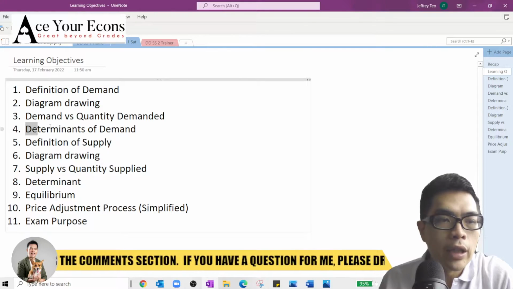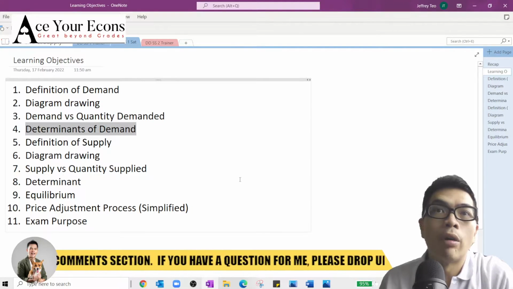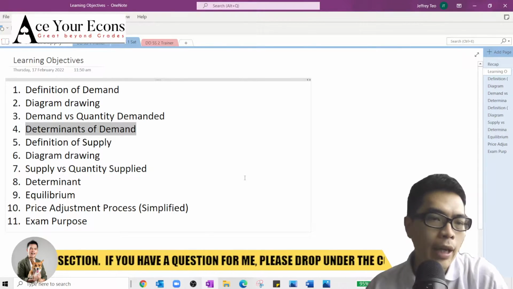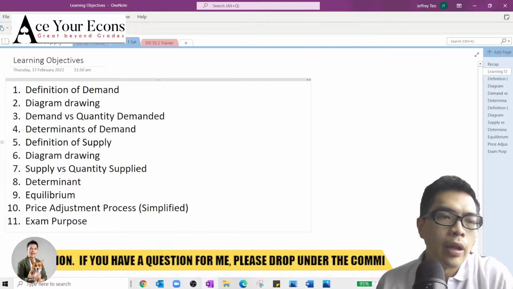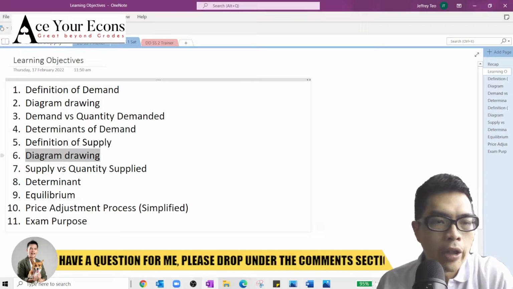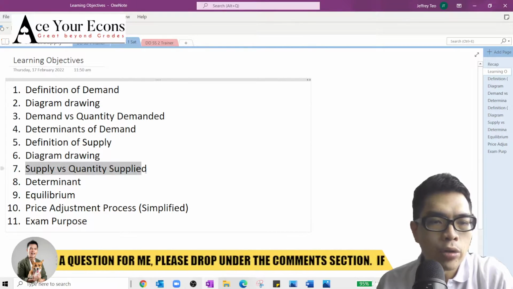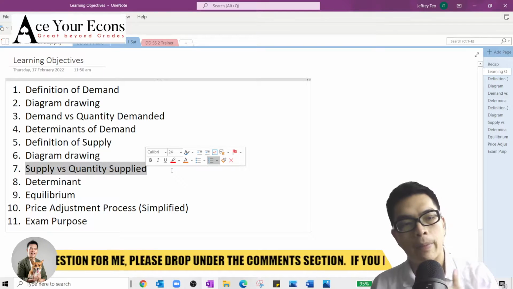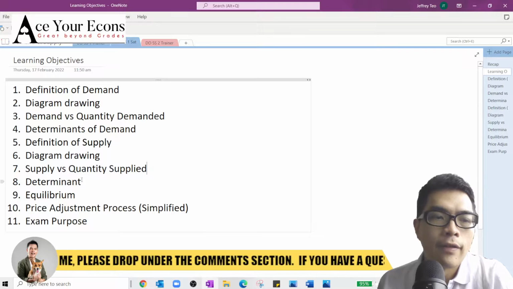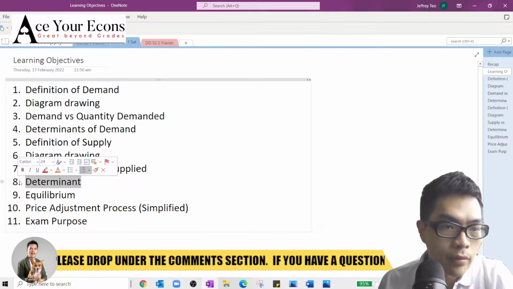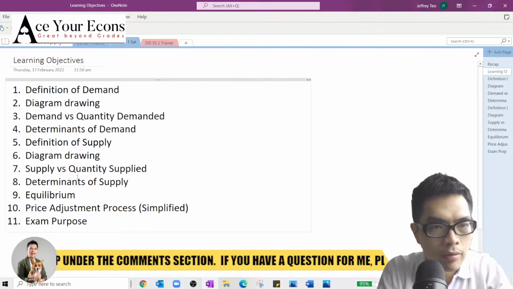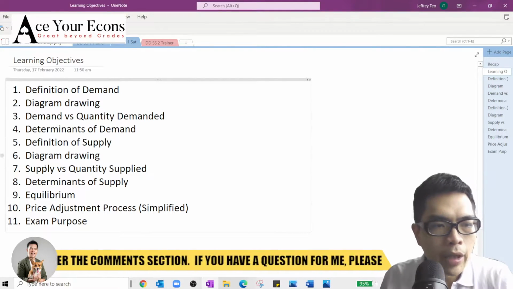I will illustrate the determinants of demand. Next week I will recap on that. Don't be too concerned, there will always be a recap. Then I'll be looking at supply, the definition of supply. I'll guide you on the diagram drawing. I'll illustrate the difference between supply and quantity supplied. Having illustrated the first 7 objectives, then the determinants of supply. Sorry. Determinants of supply. Objectives 4 and 8 are also crucial.